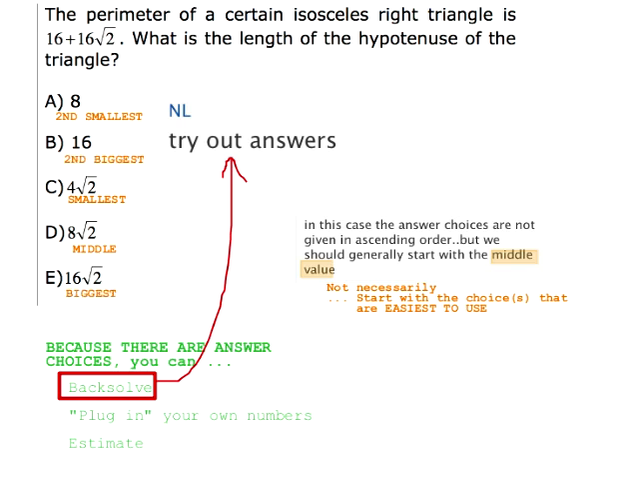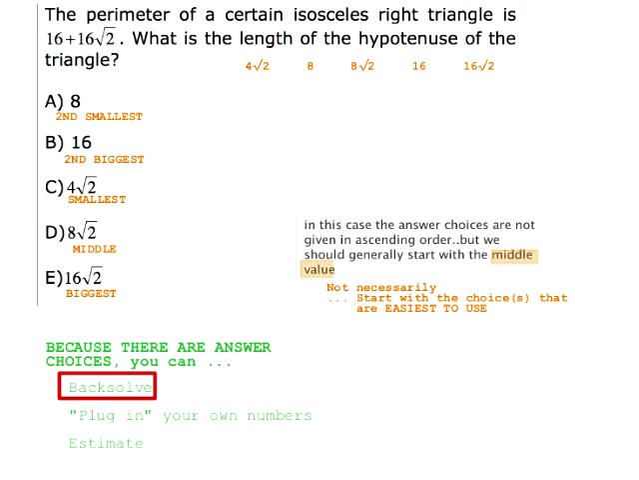What I would do is I would just write these again on my scratch paper in order this time. So 4 square root of 2, 8, 8 square root of 2, 16, 16 square root of 2. Okay, now considering that you are going to plug these in for the hypotenuse of a 45, 45, 90 triangle, which values are easier to use here? Yeah, the ones that have the square root of 2, not the whole numbers.